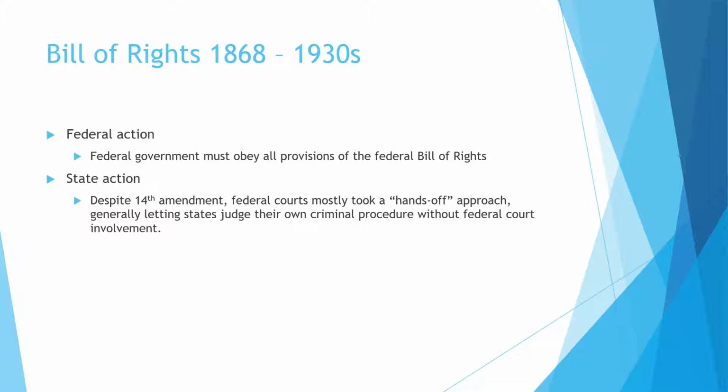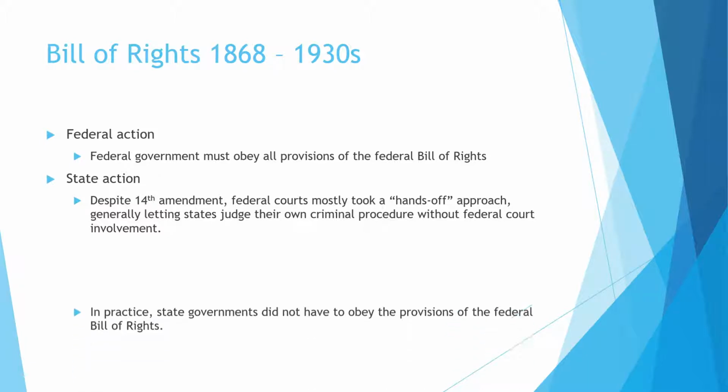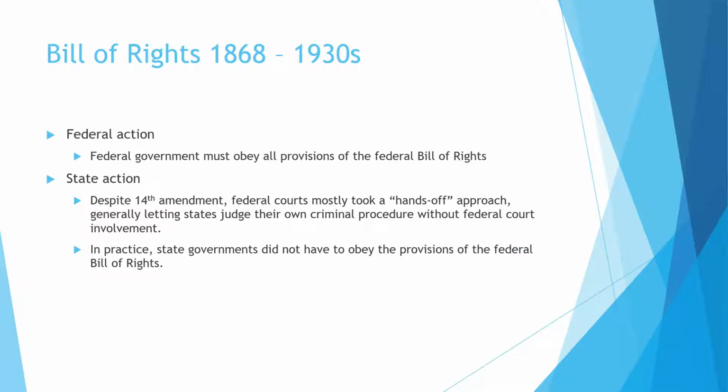Are they beating confessions out of people? Are they doing other kinds of things that would violate the Federal Bill of Rights? So even though the 14th Amendment might seem that it would open the door to these kinds of inquiries, that didn't happen. Instead, what happened was the federal courts took a hands-off approach, and in essence, the state governments still didn't have to obey the specific provisions of the Federal Bill of Rights.